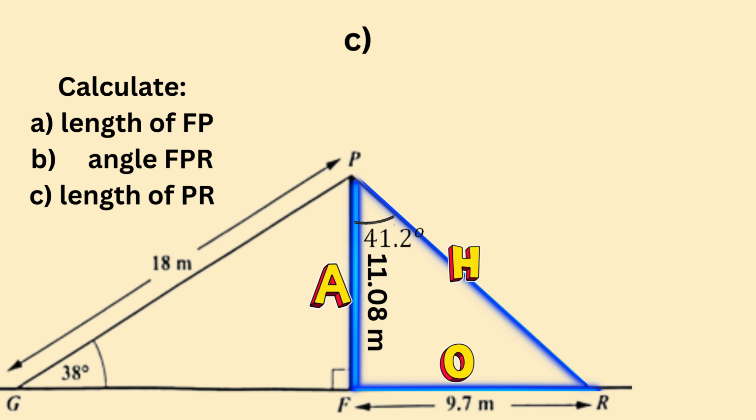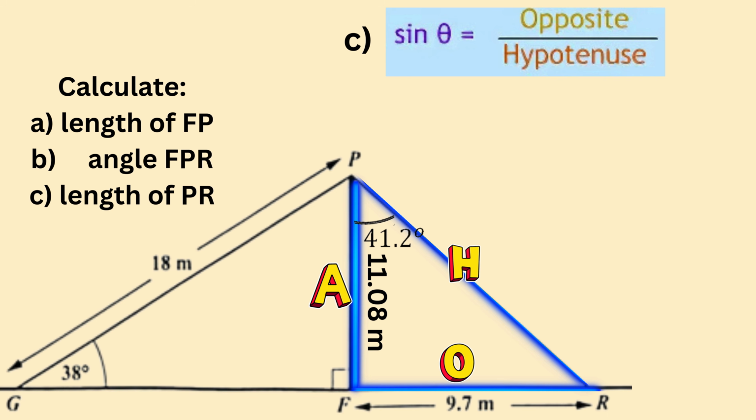To find the length of PR, we will keep our focus on the triangle to the right, triangle FPR. We know the length of two sides of the triangle, so Pythagoras' theorem can be used. However, we will use a trig ratio. We can use either the sine ratio or the cosine ratio. Let's use the sine ratio, which states that sine theta equals opposite over hypotenuse. Theta is 41.2, O is 9.7, and H is the side PR.